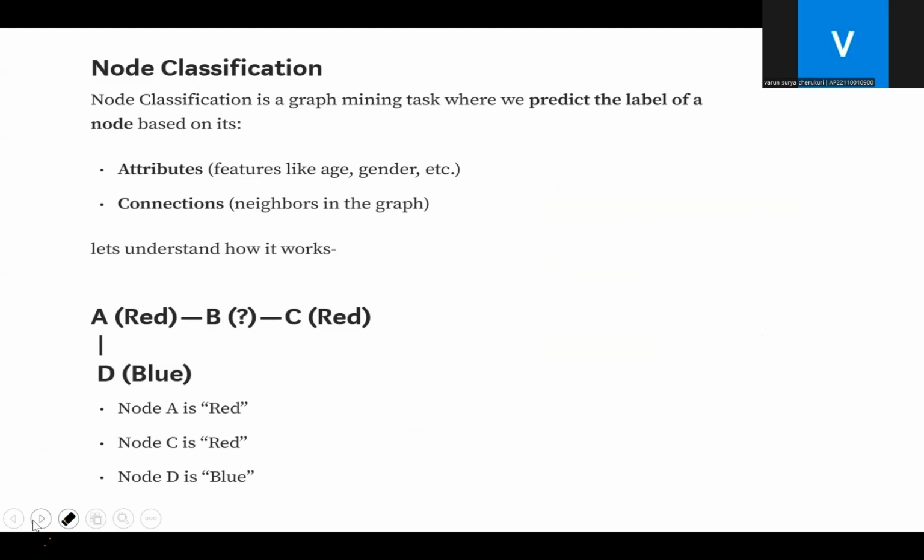For example, we consider this graph. A is labeled as red, D is labeled as blue, B is not labeled at all, and C is labeled as red. Based on the attributes and the connections, B has connections with A and C and does not have any connection with D. The attribute of A is red and the attribute of C is red. So B is definitely going to be labeled as red.